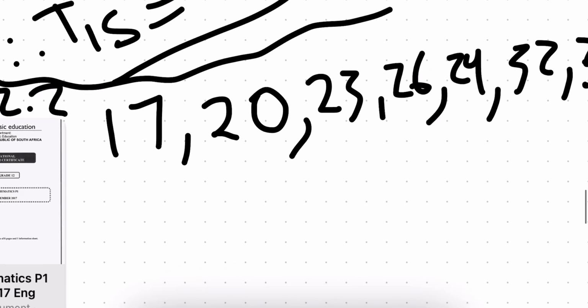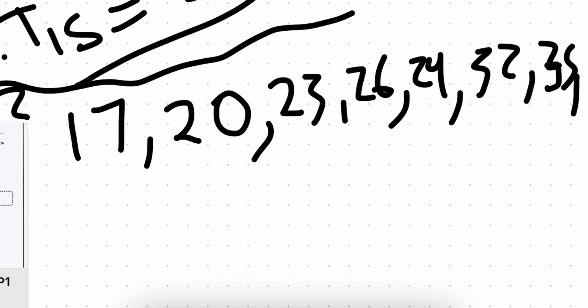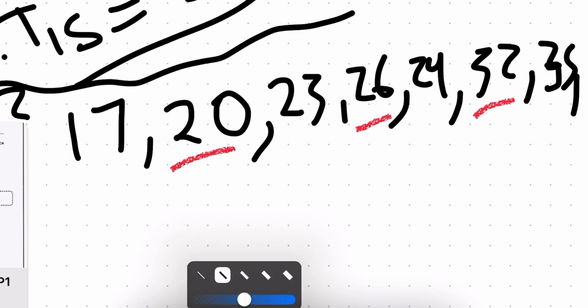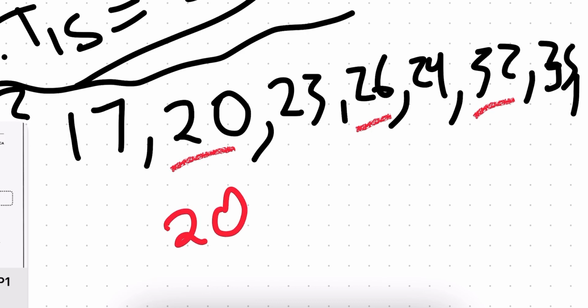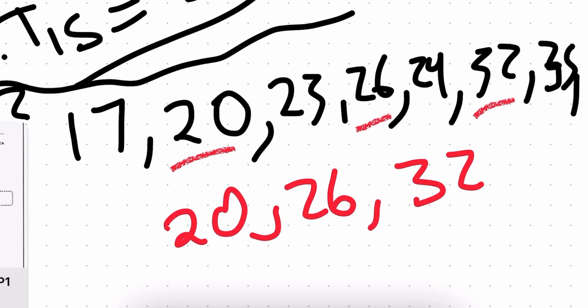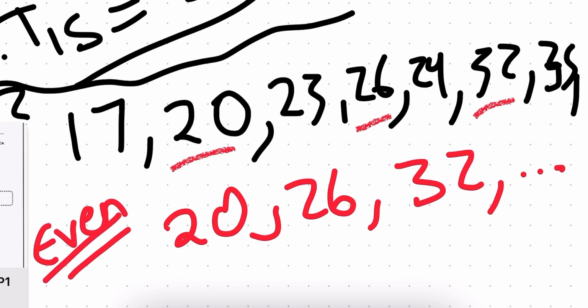Okay, cool. So now they're saying we should only focus on the even terms. What's the first even term here? This is our first even term. It's 26, then 32. So these are 3 terms. We only need 3 terms if you're dealing with the arithmetic sequence. So now our new sequence becomes 20, 26, and 32, and so on. This is for even terms.